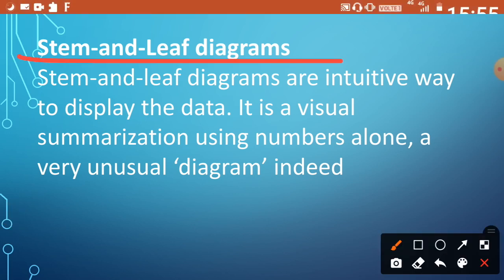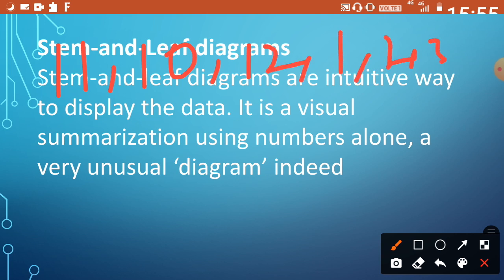Stem and leaf diagrams are actually very easy and interesting, but very easy. Here the summarization is done by using numbers alone. We are using only numbers to summarize the data. So let's see how it is actually done. Let's consider we have some numbers like 11, 10, 12, 1, 2, 3, then 21, 22, 23, etc. Let it be this much, because my phone screen is a bit small, so I can write only up to this. After that I also have to make the table.